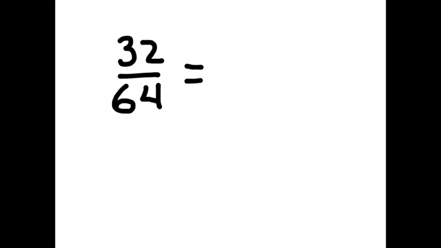So let's prove this. Let's prove that 32 out of 64 is the same as 1/2. Well, what we need to do is to divide the numerator and the denominator by the same factor. And to make our work a lot easier, we always want to divide by the greatest common factor. So that means I need to find the largest factor that's the same for 32 and 64. And one way to do that is to make a factor tree.